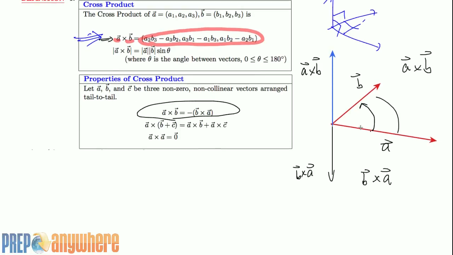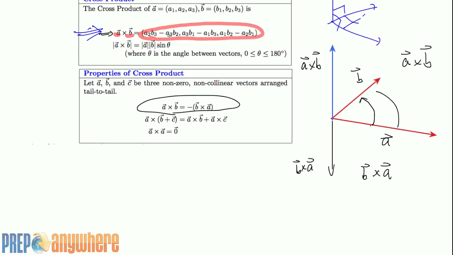okay? Now it's kind of hard to remember, right? So let me give you a shortcut, an easier way to remember. A1, A2, A3. Let's say B, B1, B2, B3, okay? So that's hard to remember. Here's what you do.